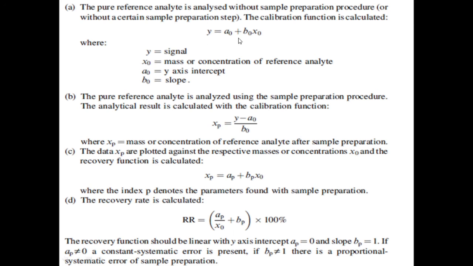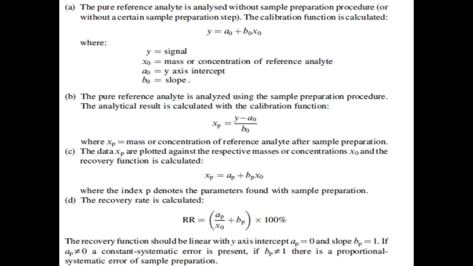y is equal to a0 plus b0 into x0, where y is the signal, x0 is the mass or concentration of the reference analyte, a0 is the y-axis intercept, and b0 is the slope. B. The pure reference analyte is analyzed using the sample preparation procedure. The analytical result is calculated with the calibration function.